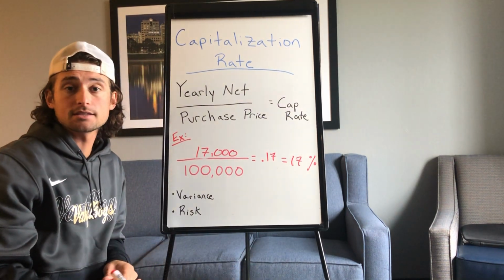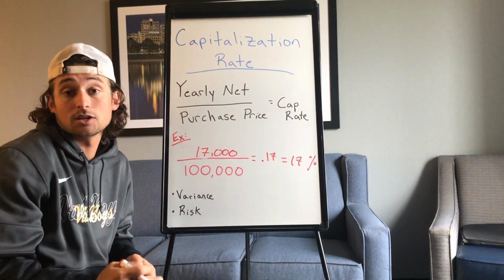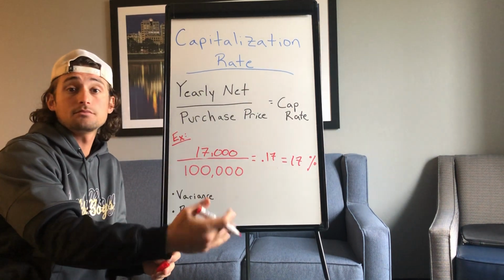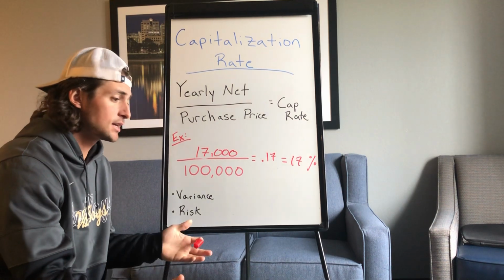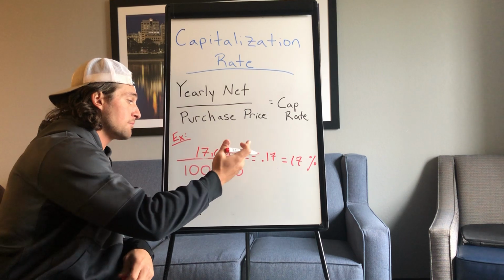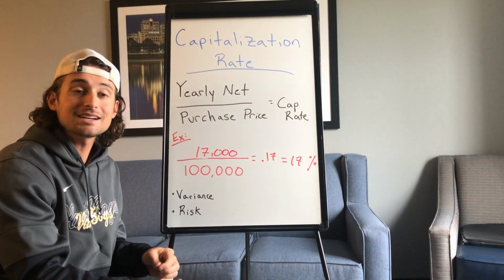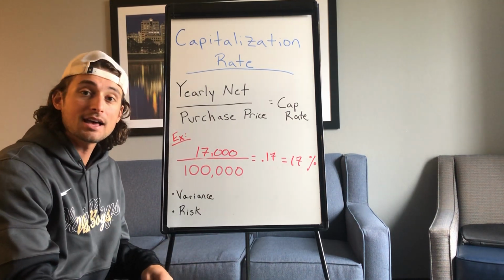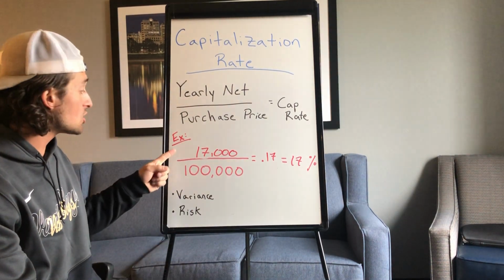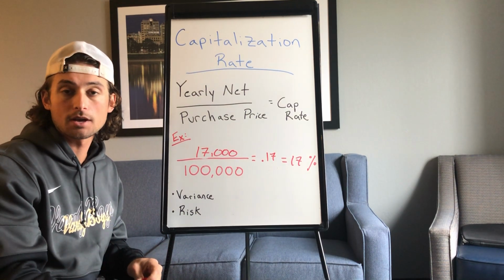But still, it varies, okay? Maybe the next year I'm back up. Maybe I fill in another 25% of my units, which brings my net income to $25,000, right? It's going to change the cap, okay? Now my cap's going to be 25. So this is always varying on your yearly net income, okay?